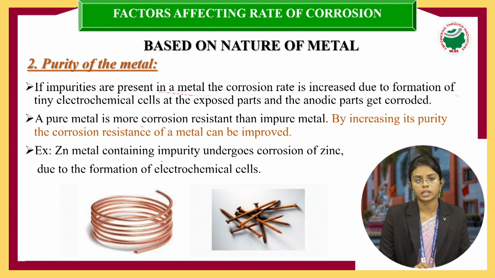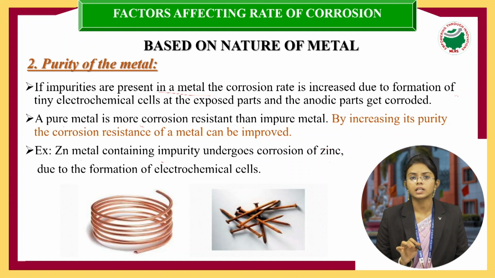So zinc metal containing an impurity undergoes corrosion due to the formation of an electrochemical cell. When you observe a metal having an impurity, you can see the formation of a tiny electrochemical cell. If you are seeing an electrochemical cell, it means the metals are in contact with the electrolyte, and corrosion takes place.